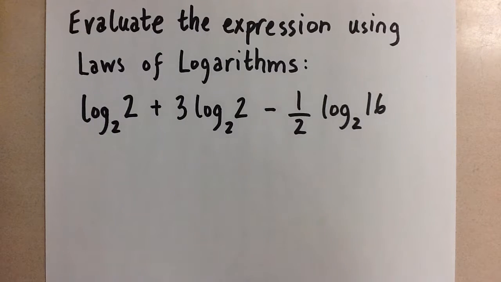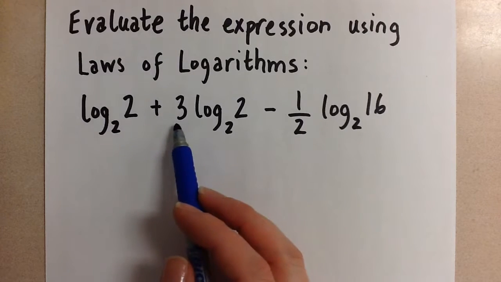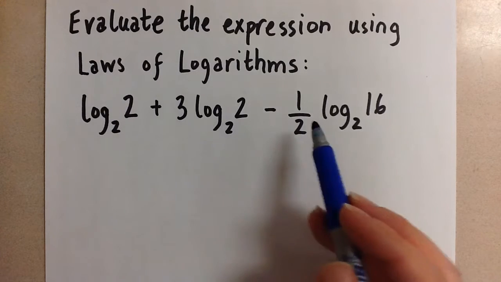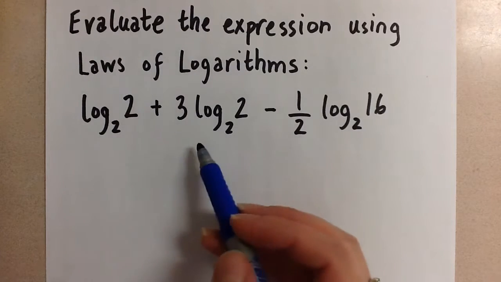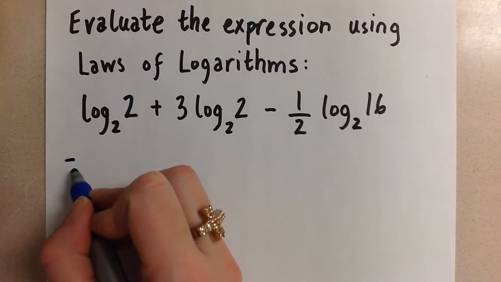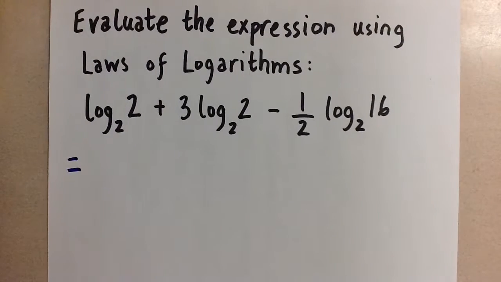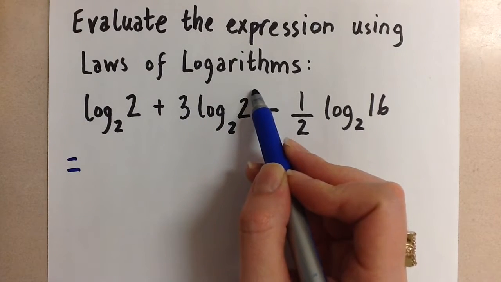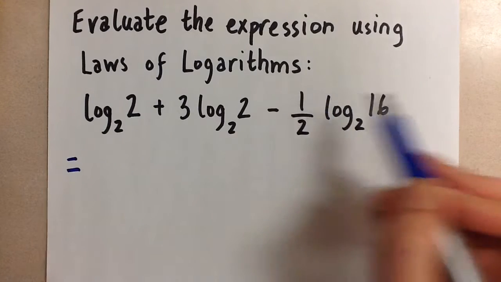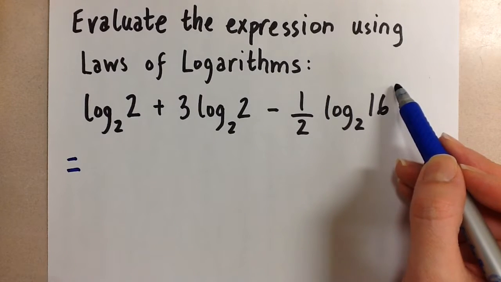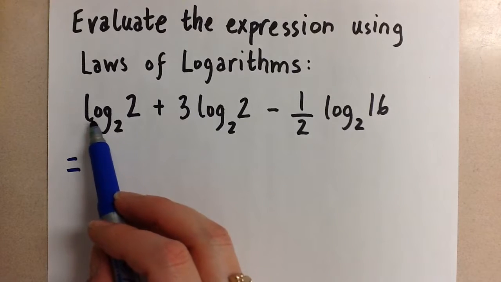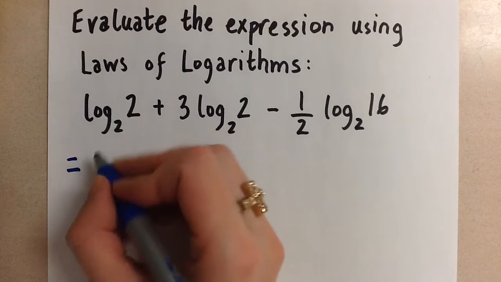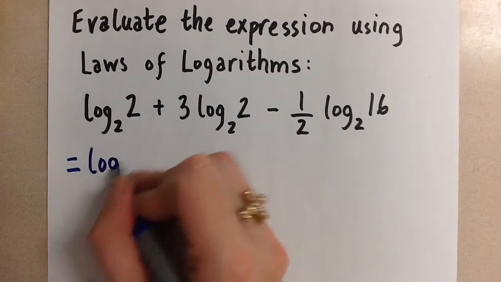So the first thing I notice here is that this term and this term both have coefficients. We have a coefficient of 3 here and a coefficient of 1/2 here. And we can use the power law to take this coefficient and bring it into an exponent on the 2 here, and this coefficient and put it as an exponent on the 16 here, and then we'll have just logarithms with base 2 all the way across so we can combine them. So that's our first step. Our first one here doesn't have the coefficients, so we're just going to rewrite it.